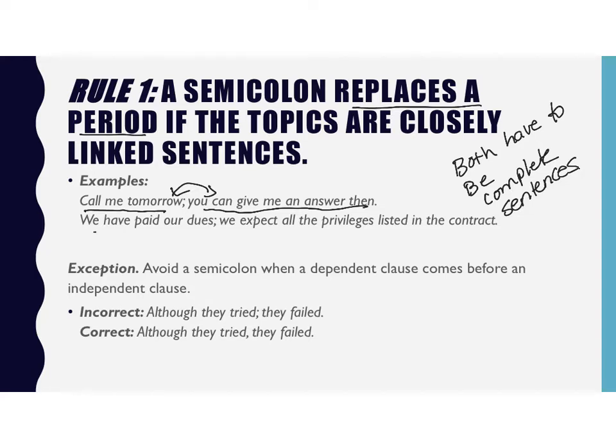We have paid our dues. We expect all the privileges listed in the contract. Two complete sentences, related, so you use a semicolon. You would not want to use a semicolon if sentence number 1 talked about dogs, and then sentence number 2 talked about going to the movies. You would use a period there because they're not related. The sentences have to do with the same subject.